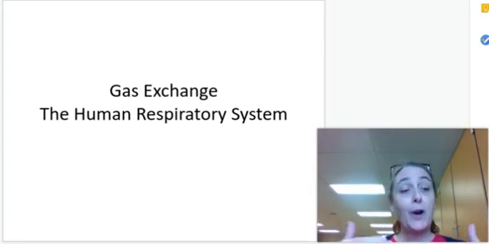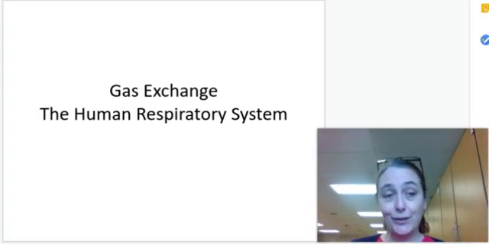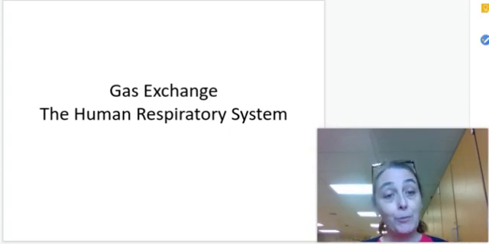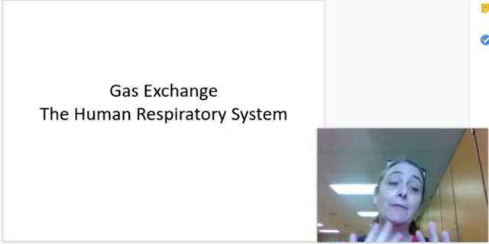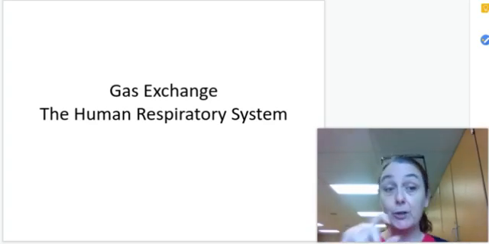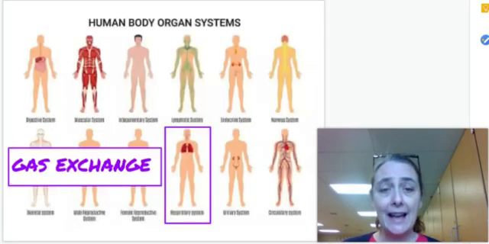Well, we're going to move on to the next step, which is to talk about how the oxygen gets into your lungs in the first place and then moves into your bloodstream. And for that, we're going to talk about the respiratory system. And the respiratory system doesn't just bring in oxygen, it gets rid of carbon dioxide. So we're going to be talking about both those things. That process is called gas exchange.